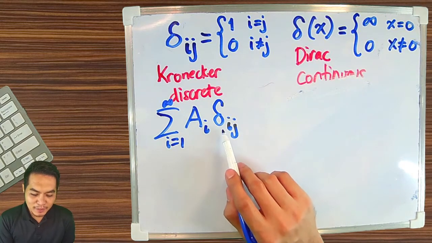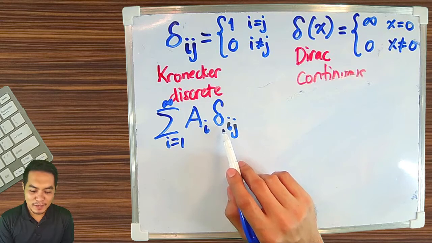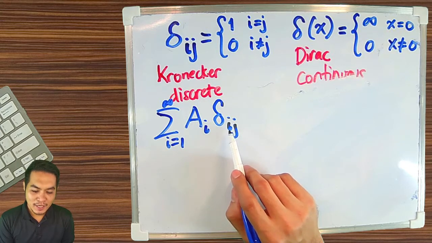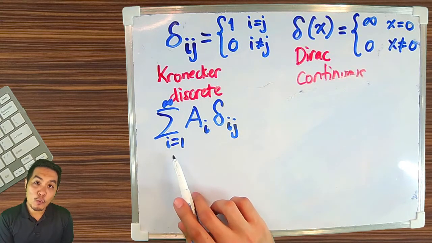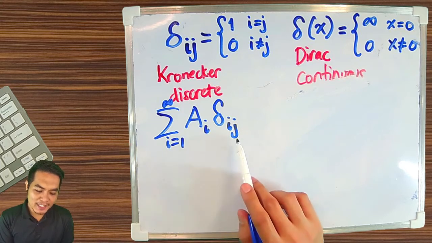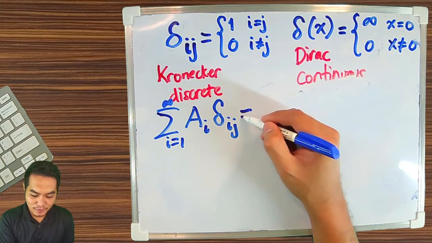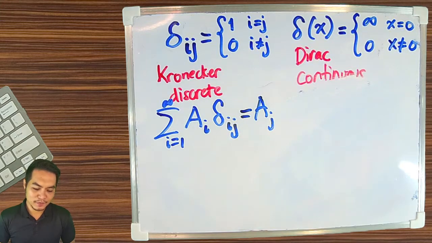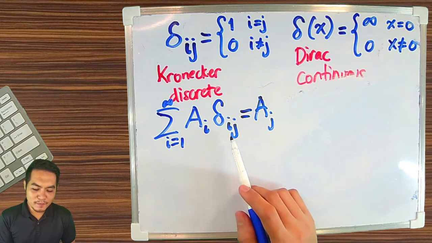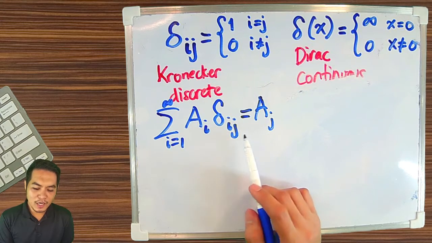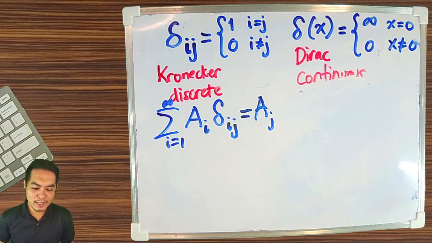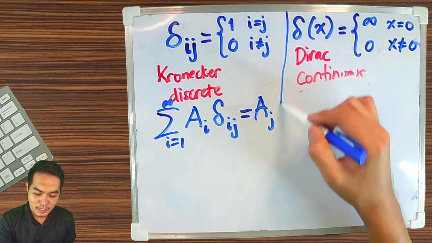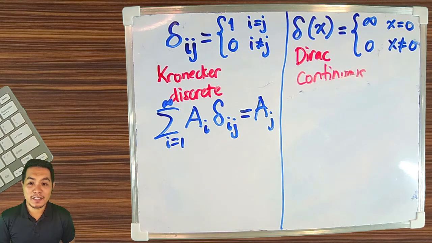Take note, this delta function has a value of 1 if i is equal to j, and a value of 0 for i not equal to j. This means that only one term in the summation will survive, only the term i equal to j. So the answer for this will be a_j. Only one term will survive. That's what happens if you have a Kronecker delta in your summation.